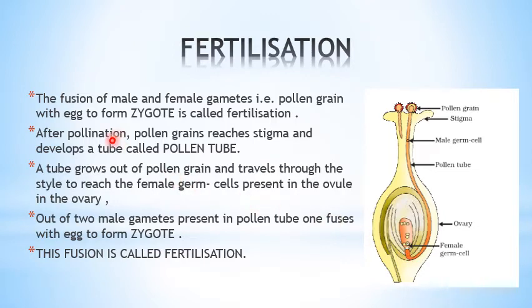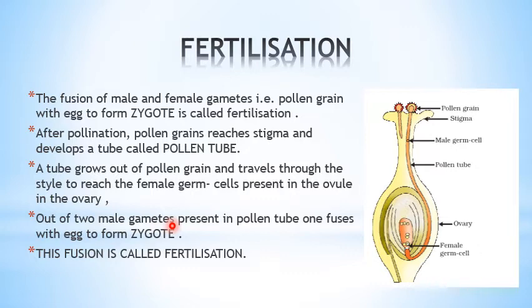After pollination, the pollen grain reaches the stigma and develops a tube called the pollen tube. A tube grows out of the pollen grain and travels through the style to reach the female germ cell present in the ovule in the ovary. Out of two male gametes, this thing you have to remember, that in the pollen tube we have two male gametes.